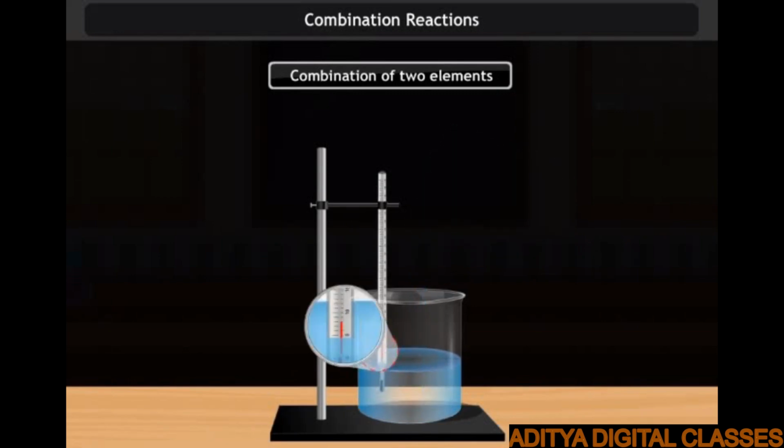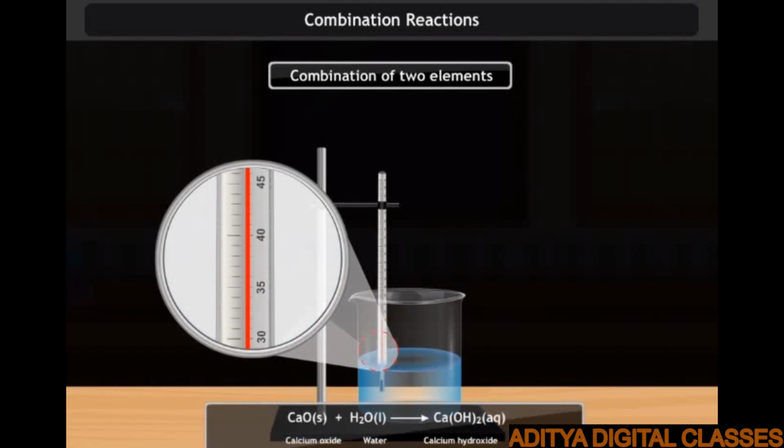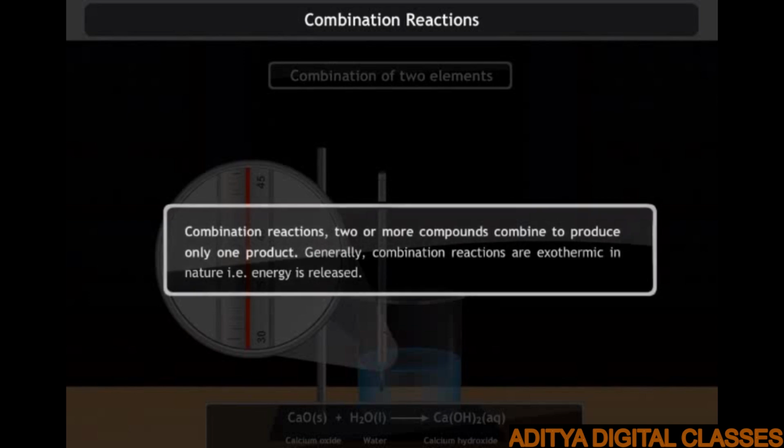Do you feel any change in the temperature? You observe that the temperature rises. Calcium oxide, also known as quicklime, when mixed with water, reacts with it to form calcium hydroxide, also known as slaked lime. Hence, in combination reactions, two or more compounds combine to produce only one product. Generally, combination reactions are exothermic in nature, that is, energy is released.